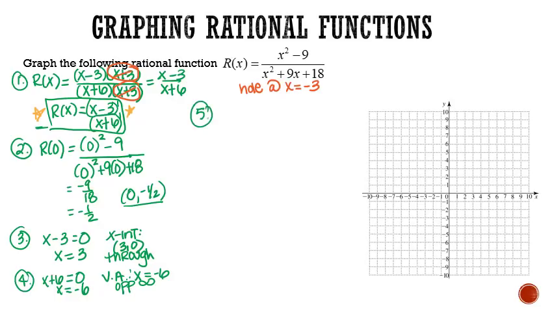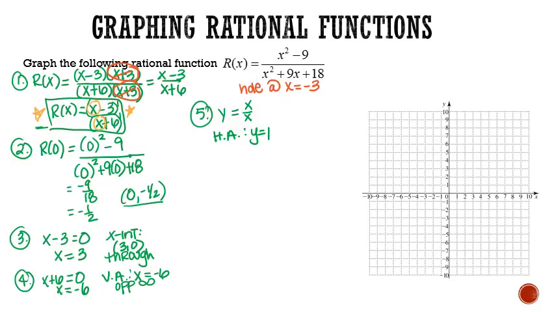Step 5 is to find the horizontal asymptotes. So the leading term on the top is x, the leading term on the denominator is also x. Those are both to the first power, or degree of 1. So since the degree on top is the same as the degree on bottom, the horizontal asymptote is going to be found by dividing those leading terms. So we get a horizontal asymptote of y equals 1.